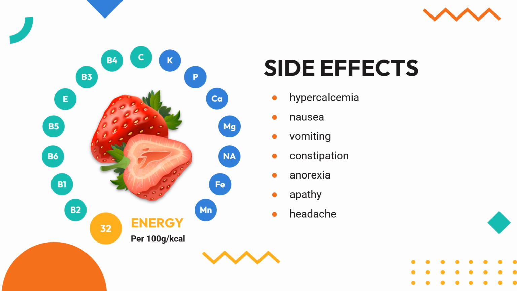Side effects. The main adverse drug reaction associated with calcitriol therapy is hypercalcemia. Early symptoms include nausea, vomiting, constipation, anorexia, apathy, headache, thirst, pruritus, sweating, and/or polyuria. Compared to other vitamin D compounds in clinical use, cholecalciferol and ergocalciferol, calcitriol has a higher risk of inducing hypercalcemia.